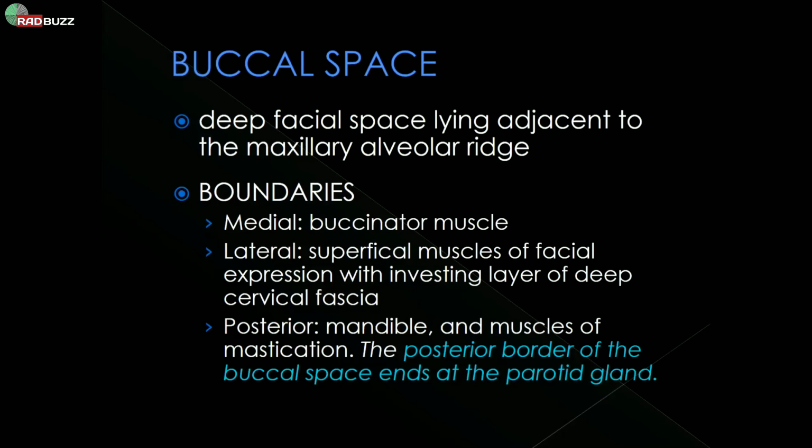Now the buccal space, it's above the hyoid. It's a deep facial layer adjacent to the maxillary ridge. Basically it is along the teeth, the buccal region, the gums. So it contains the buccinator muscle, superficial muscles of facial expression, including deep cervical fascia, and posteriorly the mandible and muscles of mastication. The chewing muscles are basically within this area.